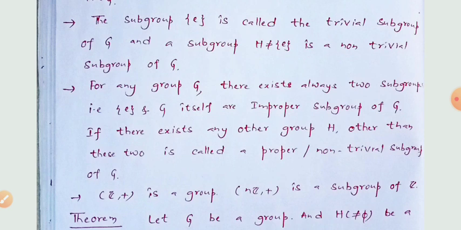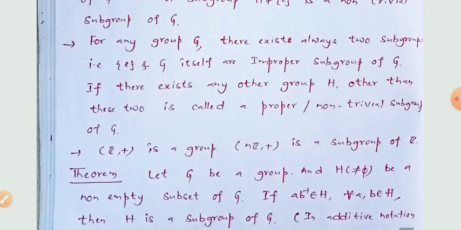Here, other than the set {E} and G, we leave these two. Other than these, the subgroups are called proper subgroups or non-trivial subgroups. An example: (Z, +) is a group and (nZ, +) is a subgroup of Z. Here (Z, +) is a group and (nZ, +) is a subgroup of Z.